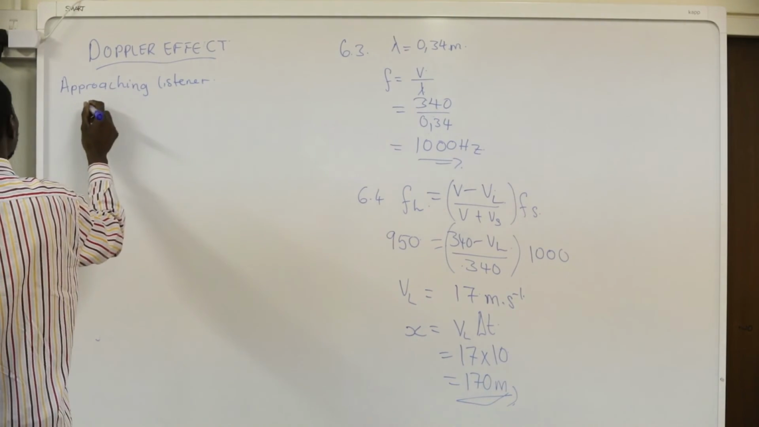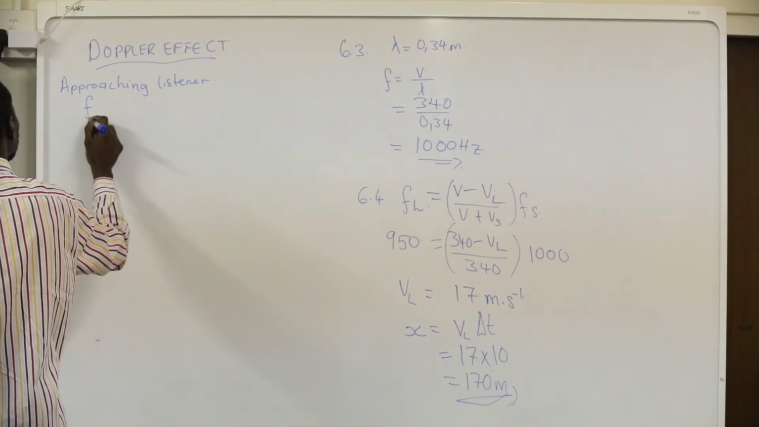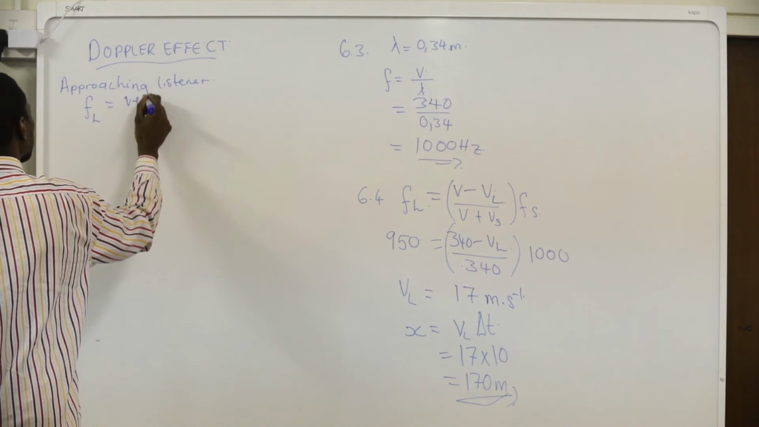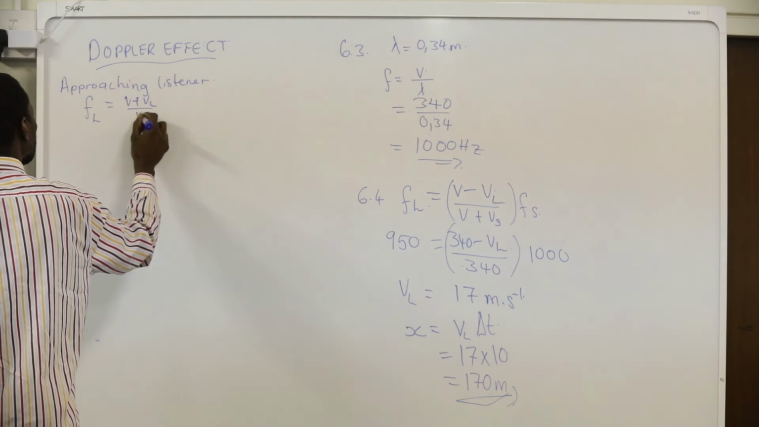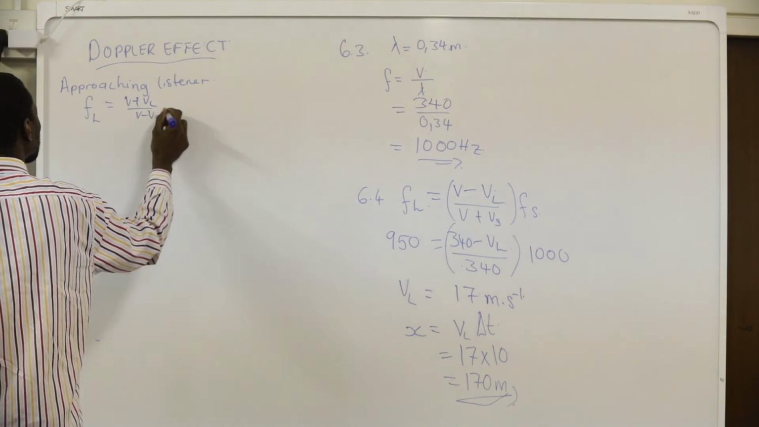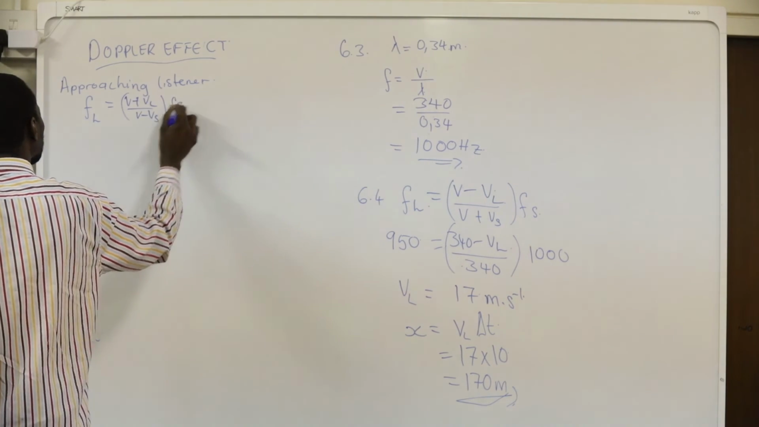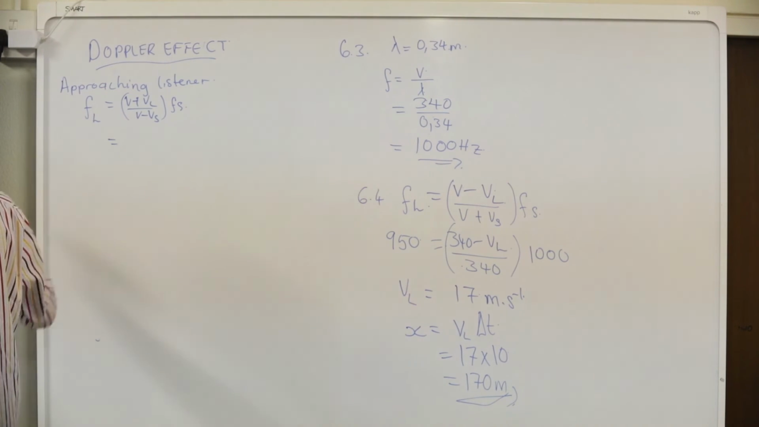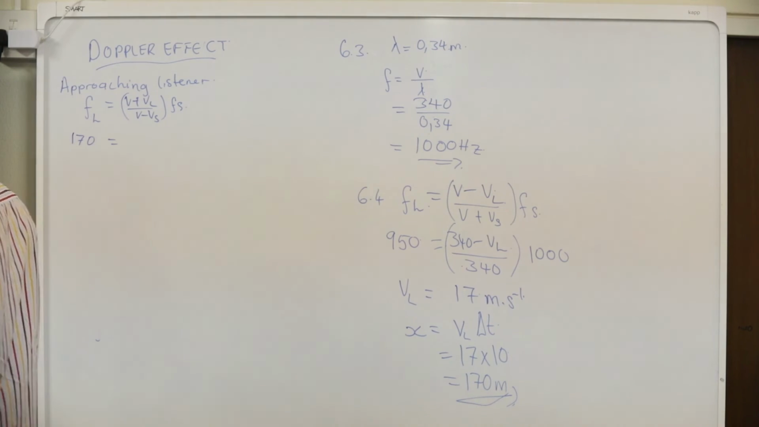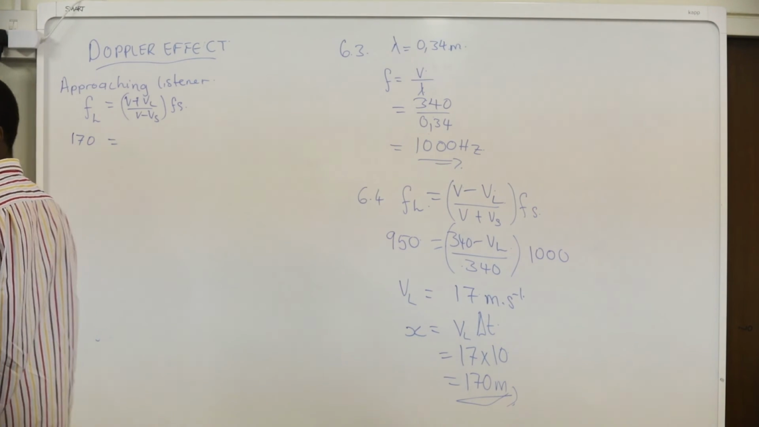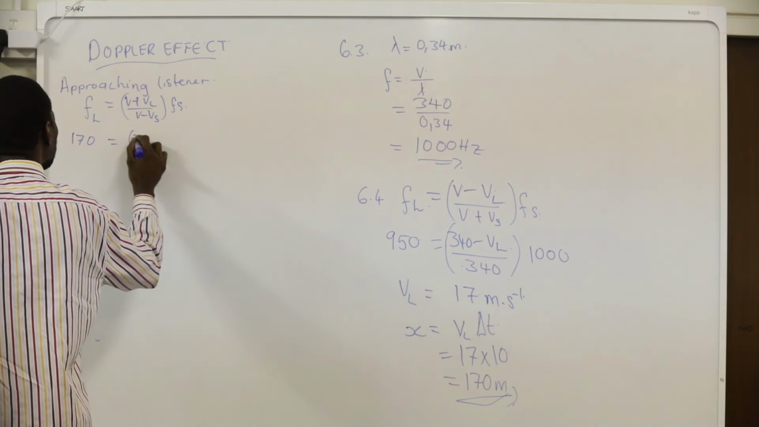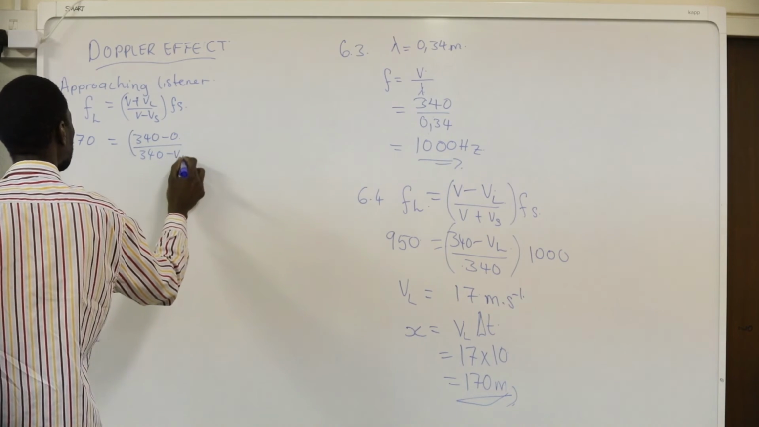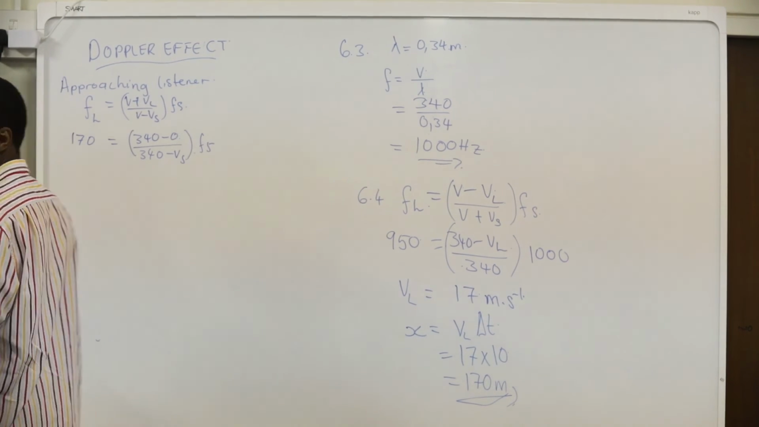We can consider the FL being equal to (V plus VL) over (V minus VS) multiplied by Fs. So when it's approaching, the FL value will be given by 170 in this instance, as the graph has shown us. And the velocity of sound we are given as 340. Listener is stationary. So it's 340 over (340 minus Vs, which we don't know) multiplied by Fs, which we are not aware of also.